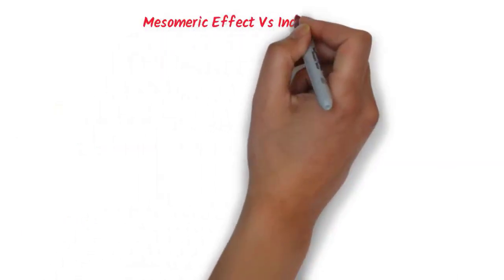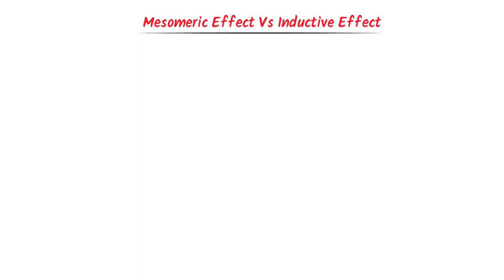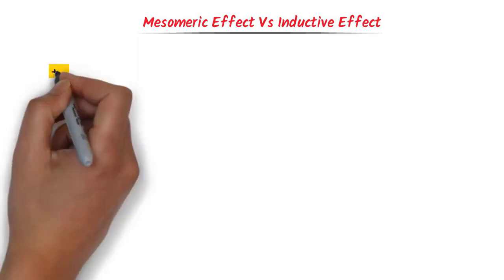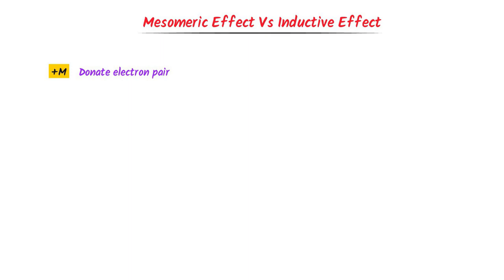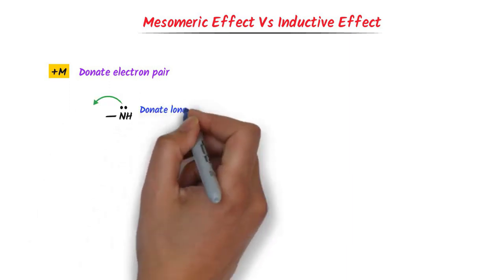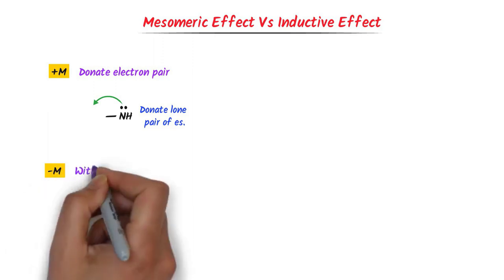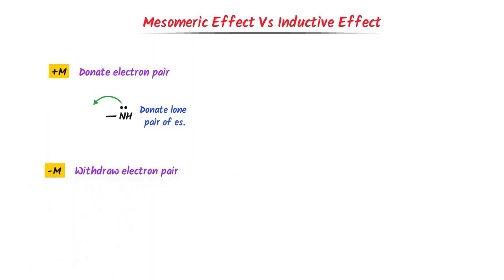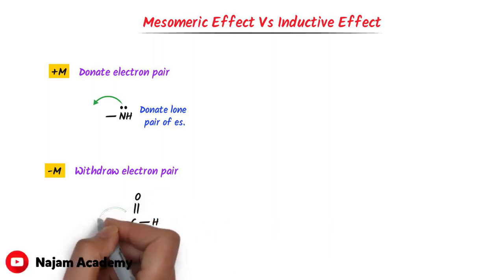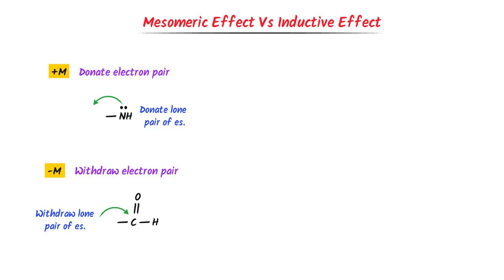Now let me teach you mesomeric effect versus inductive effect. We know that an electron pair donating group is positive M effect. For example, the functional group of NH2 has one lone pair of electrons. It can donate this lone pair of electrons through resonance, so it is known as positive M effect. Secondly, an electron pair withdrawing group is negative M effect. For example, an aldehyde group like CHO withdraws electrons from the conjugated system through resonance, so it is known as negative M effect.